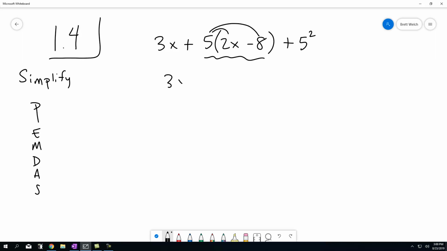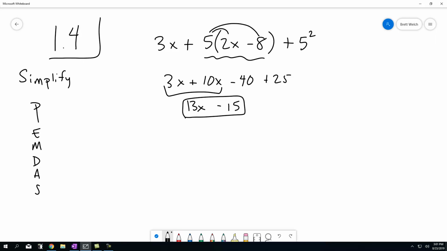So I'd still have my 3x plus 10x minus 40. Now over here, I have this exponent that needs to be simplified, and 5 squared is really 25. Now I'd be looking for any multiplication or division that's left in the problem. There is none except for 3 times x and 10 times x, but I can't do those because I don't know what x is. Then I look for addition and subtraction. Really, I'm talking about combining like terms. This is 13x, and negative 40 plus 25 would be negative 15. Now this is fully simplified. I can't go any further until I know what x is.